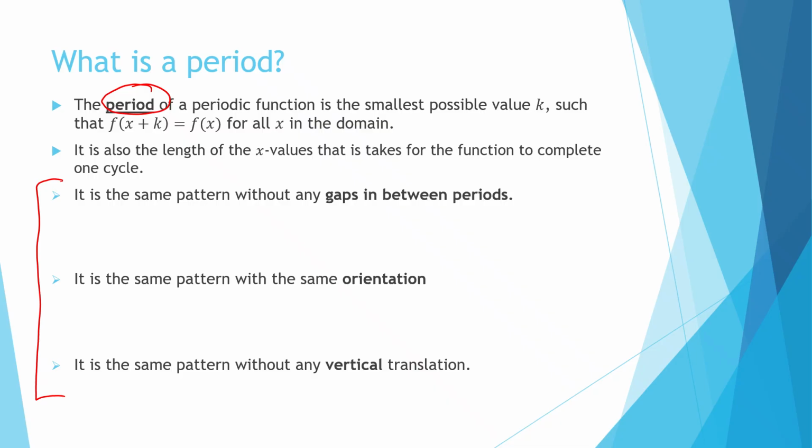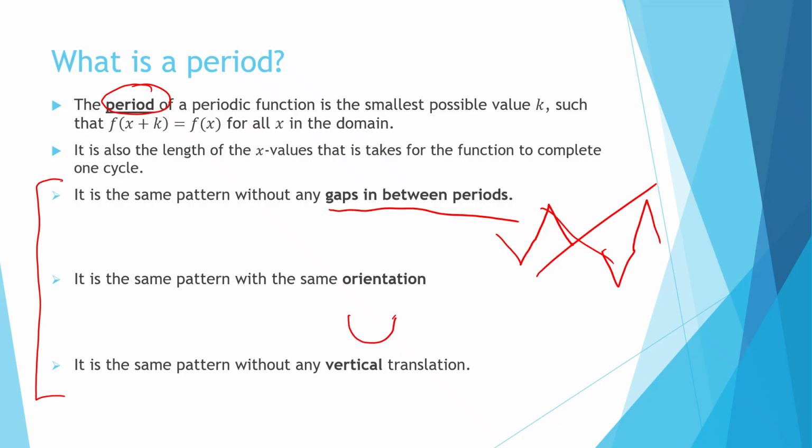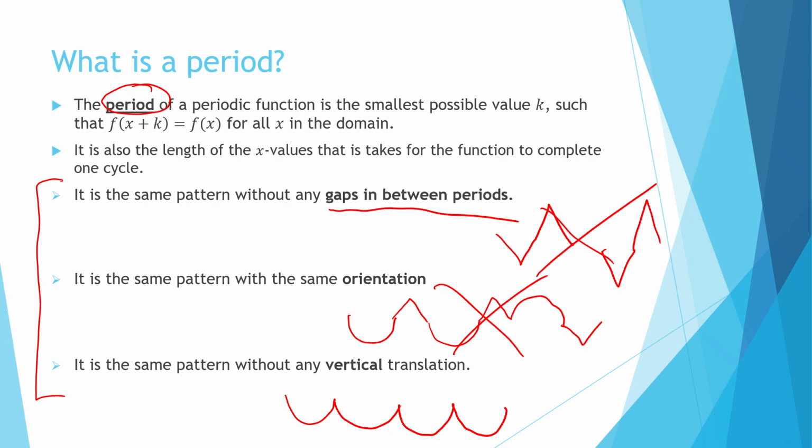It's the same pattern without any gaps in between. So you can't have, let's say this is your period, and then take a little gap there. That does not work. It's the same pattern with the same orientation. So let's say we have that as our periodic function. You cannot then all of a sudden flip it like that. That would not work. And then it's the same pattern without any vertical translation. Let's just say we have this as our periodic function. It all of a sudden can't jump up to that. So all three of those are examples of things that would be non-periodic.